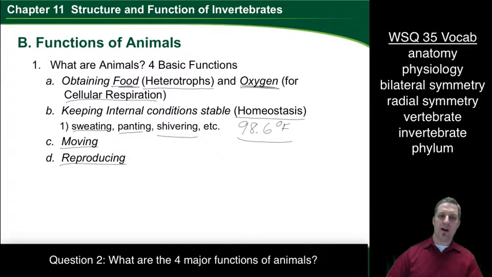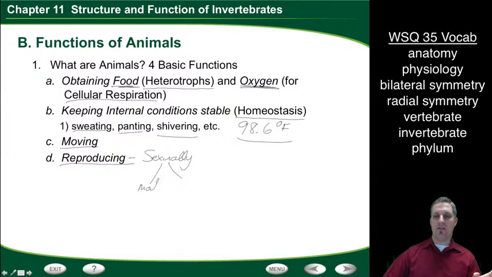And lastly, we're going to talk about reproducing. All animals can reproduce. And animals are going to reproduce primarily through sexual reproduction, meaning that it's going to take a male and a female to produce offspring. And that's going to be really important. That's going to be distinctive, especially from plants where we had a whole lot of means of asexual reproduction or self-pollination and things like that. So those are the four basic functions: obtaining food and oxygen, keeping internal conditions stable, moving, and reproducing.